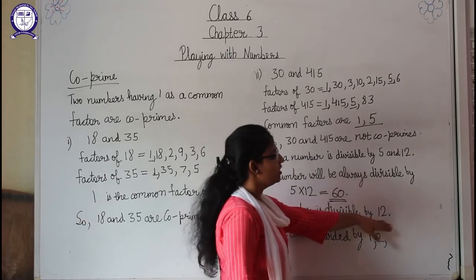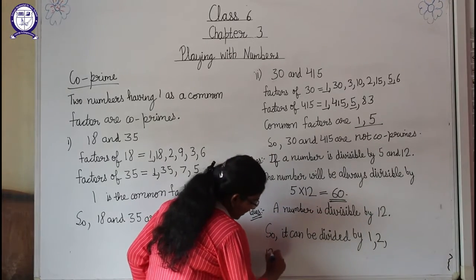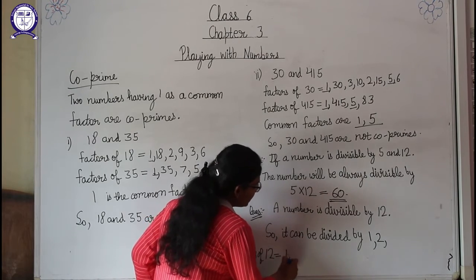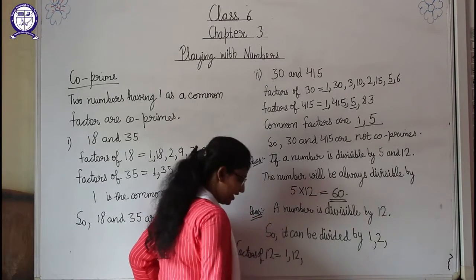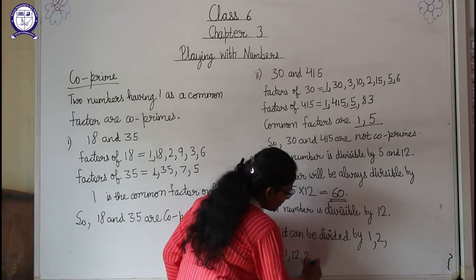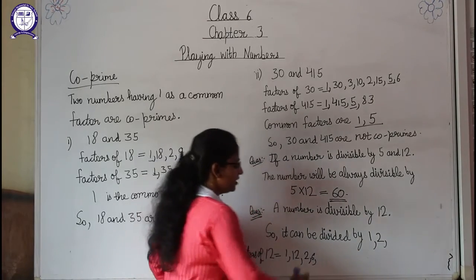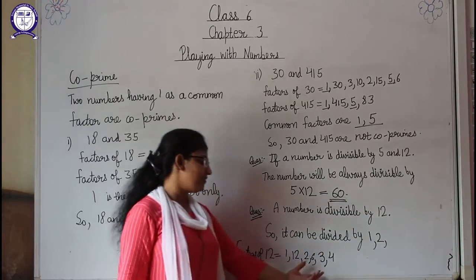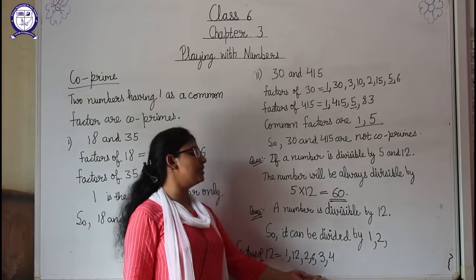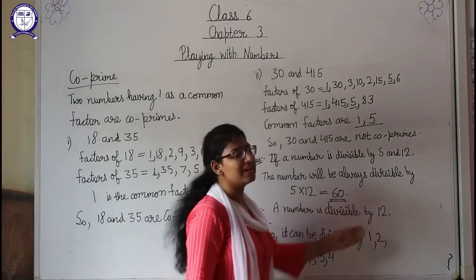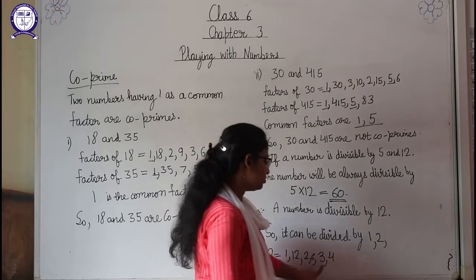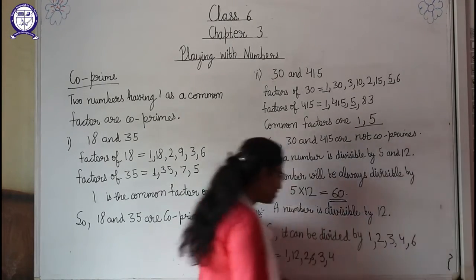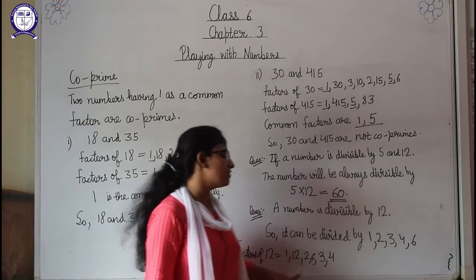Now students, how do we get 12? What are the factors of 12? First of all, check the factors of 12. So factors of 12 are 1 and 12. Okay, then 2 and 6 are the factors, because 2 times 6 is 12. Then 3 and 4 are the factors, because 3 times 4 is 12. Okay, so these are the factors. So a number which is divisible by 12 can be divided by these same numbers. So we will write here 1, 2, then we are getting 3, 4 and 6. Here 12 is already given, so we will not write 12.